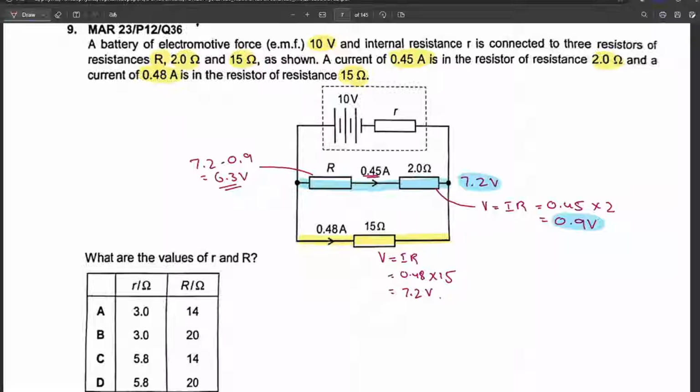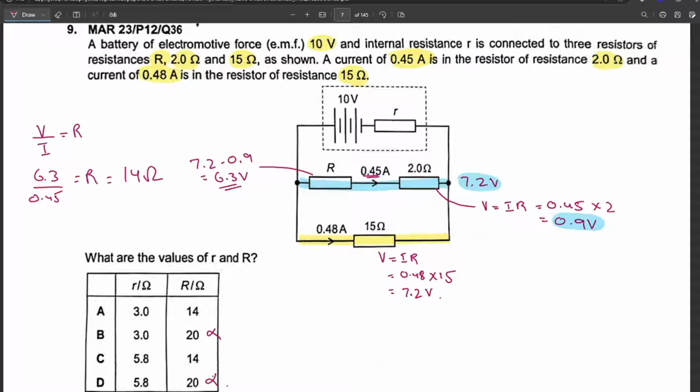The current is 0.45 ampere. Can we calculate the resistance R? Yes. Voltage upon current is equal to resistor R. Voltage is 6.3, current is 0.45. Your resistance R comes out to be 14 ohms. So B cannot be your answer. D cannot be your answer.